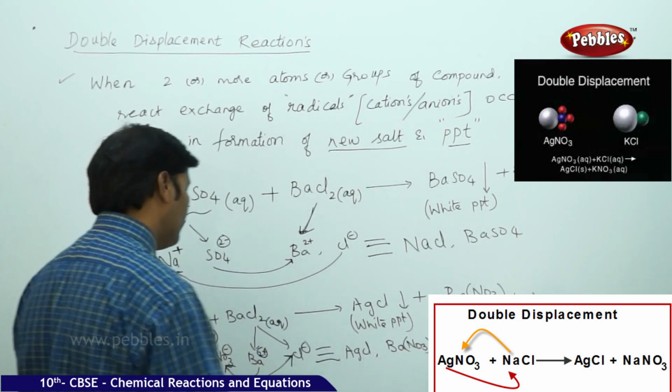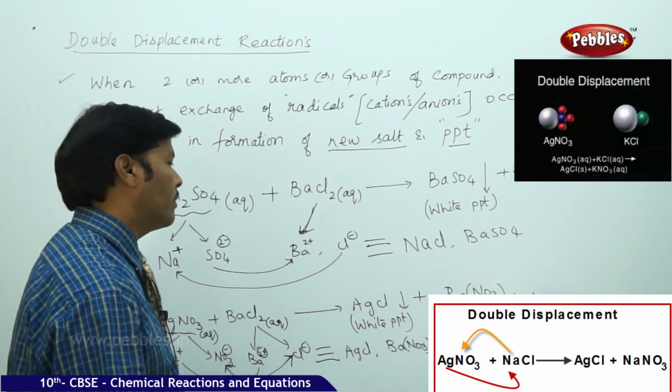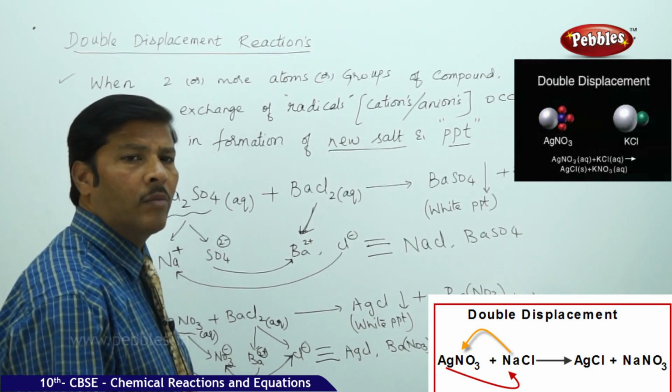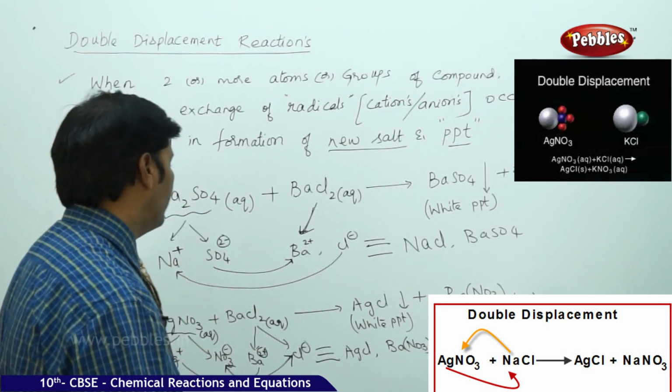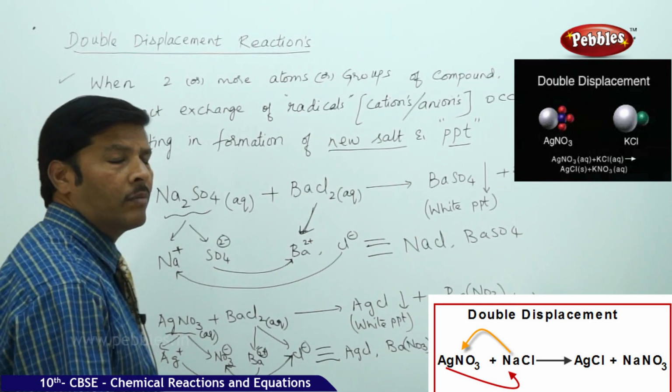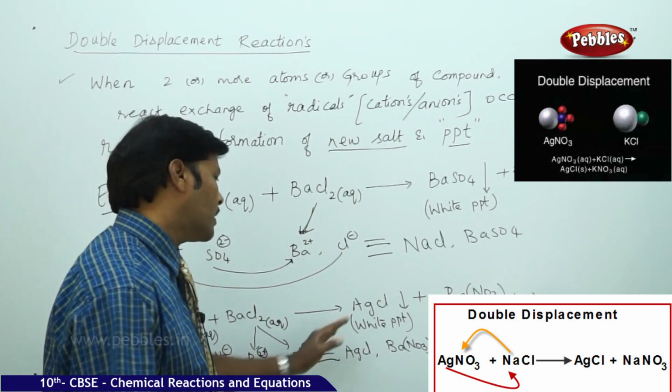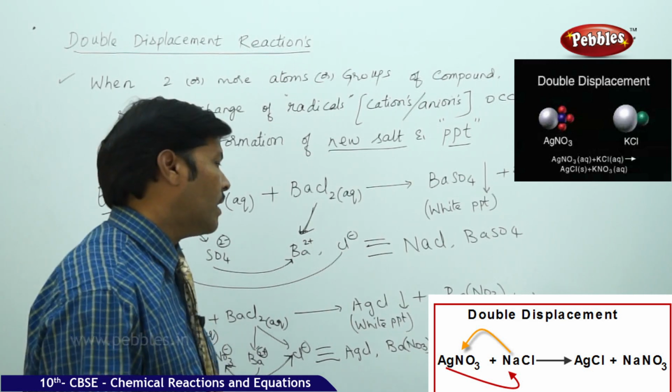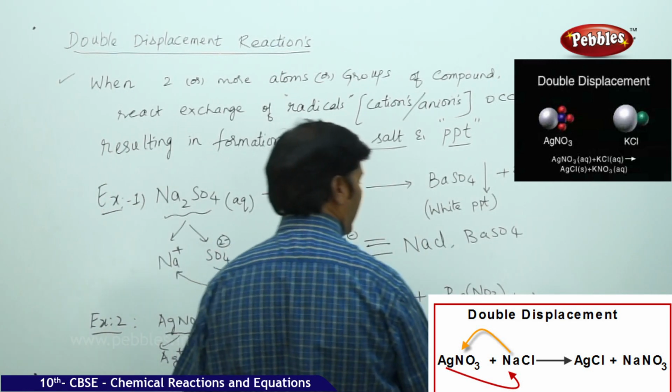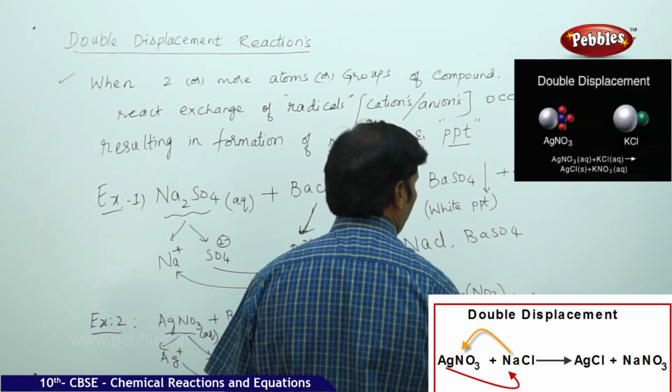Silver chloride and barium nitrate, exchange of ions are taking place. So in this way we can study the displacement reactions, wherein the exchange of radicals takes place between the reactant molecules, such that one precipitate and one new salt is formed. So here this is the precipitate and this is a soluble salt.